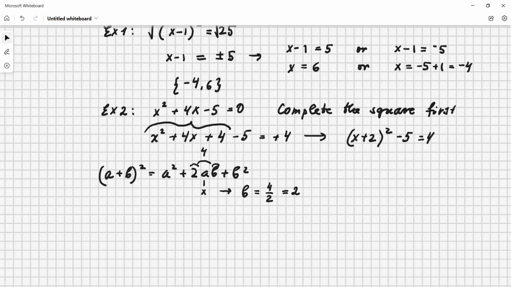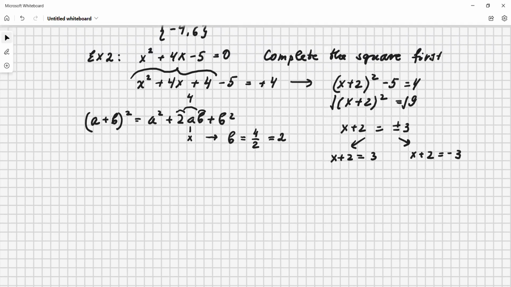It's not yet the form where a square equals a number. To make it into this type, I'll need to move 5 to the right. So I'm going to add 5 to both sides and get x plus 2 squared equals 9. Now I'm going to extract the square root of both sides. x plus 2, and the square root of 9 is plus minus 3, which gives me 2 equations: x plus 2 equals 3, or x plus 2 equals negative 3.